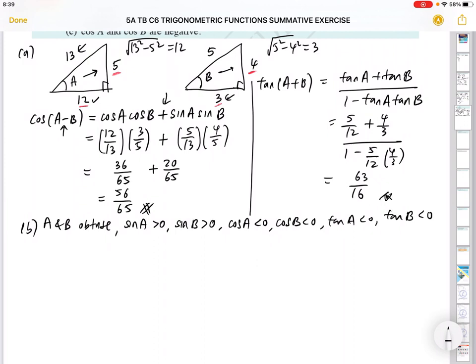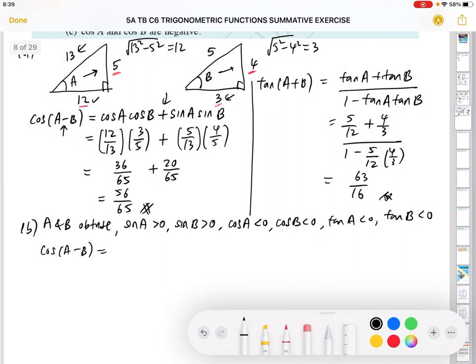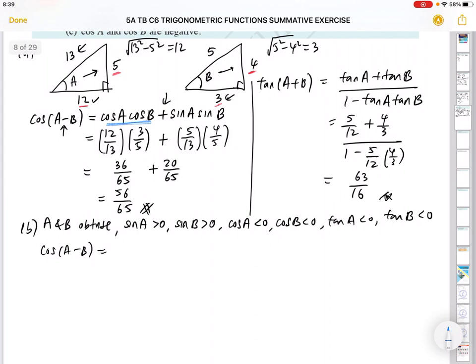So for the first part, cos(A minus B), you see my cos values here, look at these cos values here, I'll just highlight in blue color. Okay, these cos values will change. They're going to be negative. My tangent values are going to change. They are going to be negative because A and B are now obtuse.